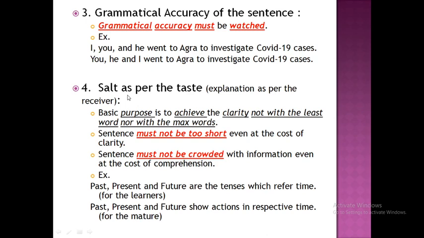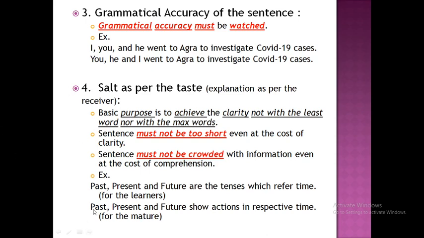Salt as per the taste. This is all about the explanation which you are giving, which must be as per the receiver. So the basic purpose is to achieve clarity, not with the least words nor with the max words. It means the number of words someone is using must not be too few or too many. So a sentence must not be too short, even at the cost of clarity, and a sentence must not be crowded with information, even at the cost of comprehension. Both things are avoided. So the thing which is allowed is explanation and usage of words as per the receiver. Here, an example is given.